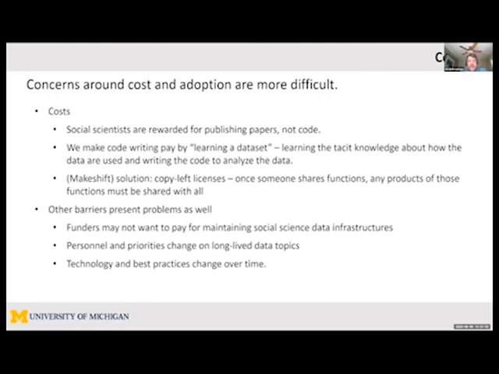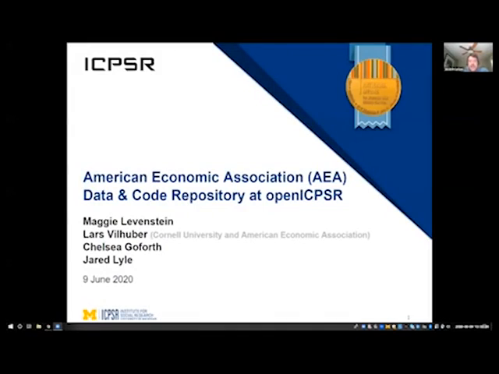Okay, let's go ahead and move on to our second presentation. Our second presentation will be led by Jared Lyle, an archivist at ICPSR. Jared will be joined by Lars Vilhuber, the Executive Director of the Labor Dynamics Institute at Cornell University, Maggie Levenstein, the Director of ICPSR, and Chelsea Goforth, a Data Project Manager at ICPSR. Jared and his co-presenters will be presenting on developing the American Economic Association's Data and Code Repository at Open ICPSR, and how ICPSR is assisting the AEA in enacting and operationalizing its recently adopted data and code availability policy. Great, Jared, thanks. Go ahead.